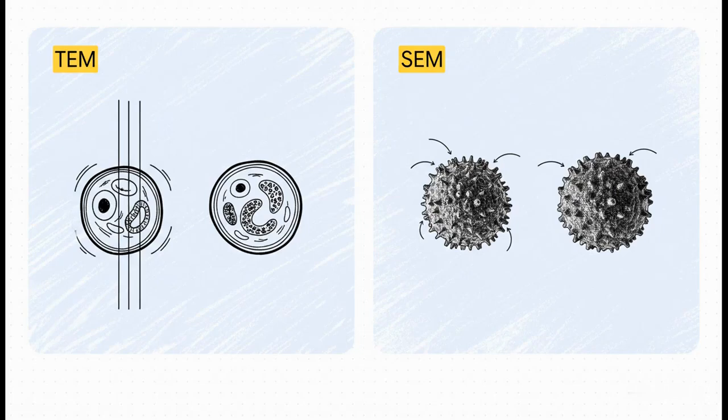Now, there are two main flavors of electron microscope you need to know. First, there's the transmission electron microscope, or TEM. This one works by firing electrons through an ultra-thin slice of your specimen. It's like an X-ray, giving you a flat, 2D cross-section, but with incredible detail of all the internal bits and pieces like mitochondria and ribosomes. Then you have the scanning electron microscope, or SEM. This one does the opposite. It bounces electrons off the surface of an object. The result is these amazing detailed 3D images that really show you the texture and shape of the surface.